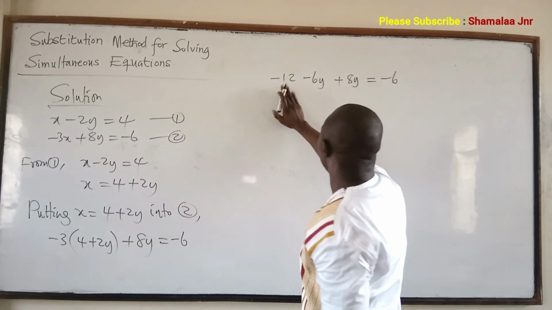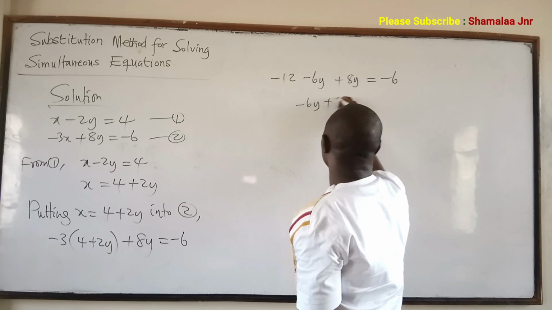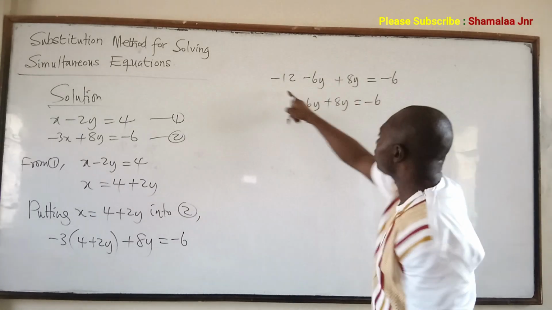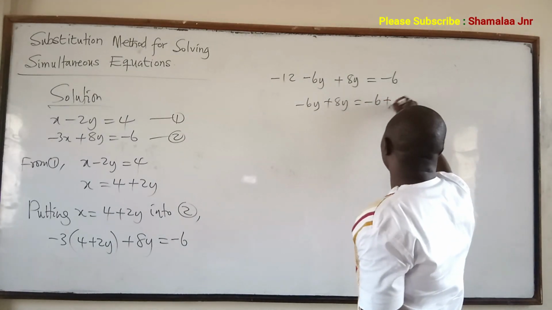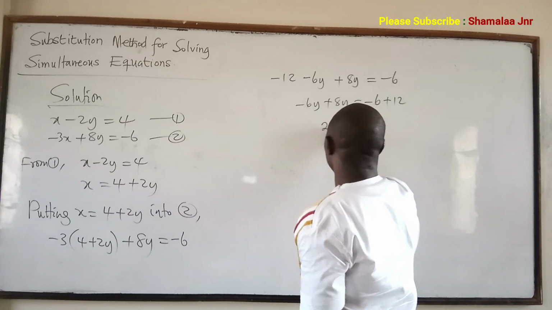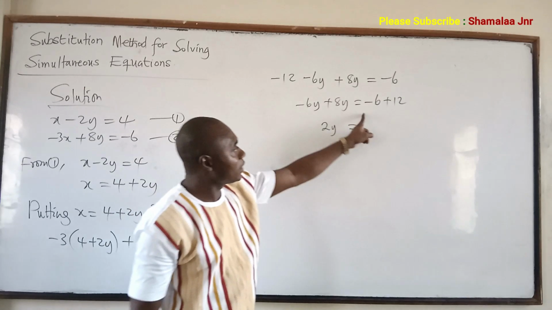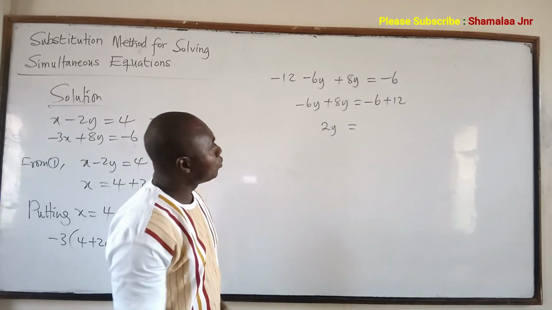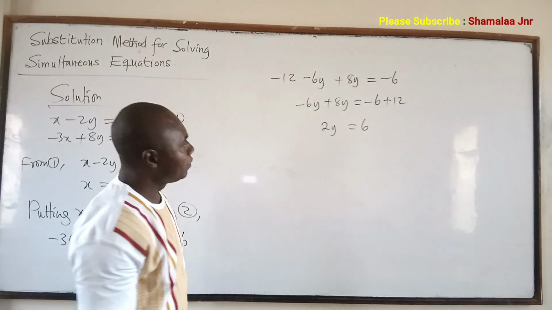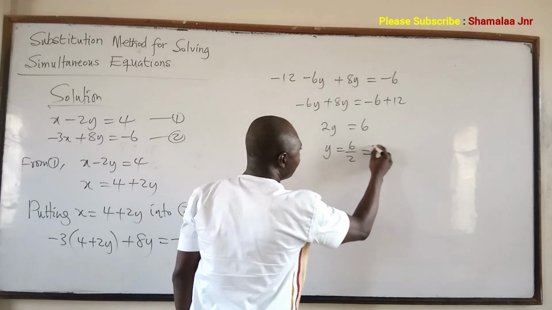Now, this 12 will go to the other side. So negative 6y plus 8y is equal to negative 6, when the negative 12 crosses the equality sign to be positive. So we have negative 6y plus 8y is 2y, and this is equal to negative 6 plus 12, which is 6. Yes, positive 6. So y is equal to 6 over 2, and this is equal to 3.